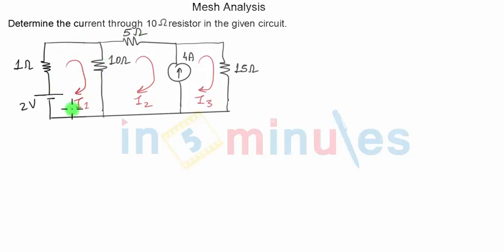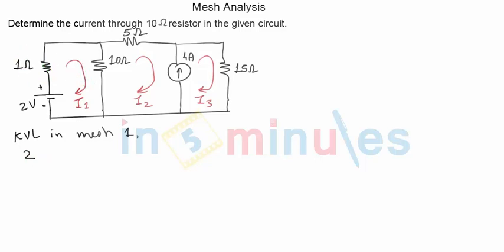Now, there is no problem with mesh number 1. I can directly apply KVL in mesh 1. So let's do that. KVL in mesh 1. Let's see what I'm going to get. I'll start from this particular point. The first component is 2 volt. Whenever you go from negative polarity to positive polarity, there will be a rise in voltage and hence it will be plus 2. Next is the 1 ohm resistance.